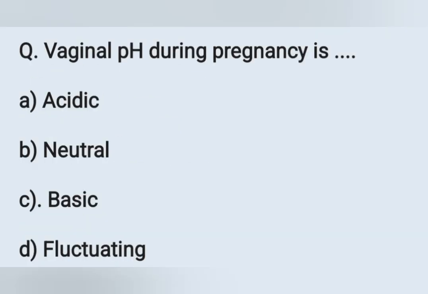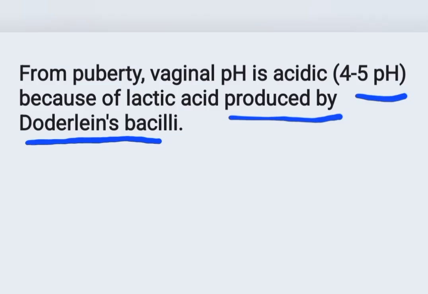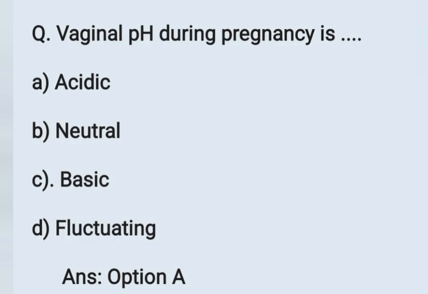Move on to the next question. Vaginal pH during pregnancy is, options. Option A acidic, option B neutral, option C basic, option D fluctuating. Normally from puberty, vaginal pH is acidic, that is 4 to 5, because of lactic acid which is produced by Doderlein bacilli. Here our question is the vaginal pH during pregnancy. During pregnancy the pH is about 4.5. It is acidic. So our correct answer is option A, acidic.